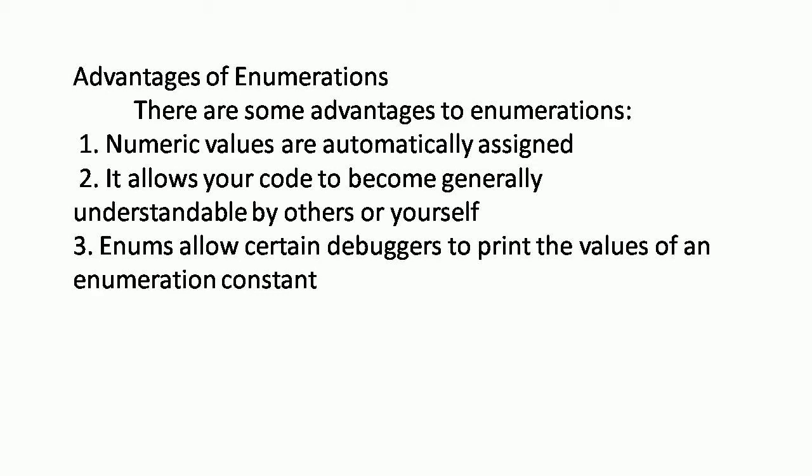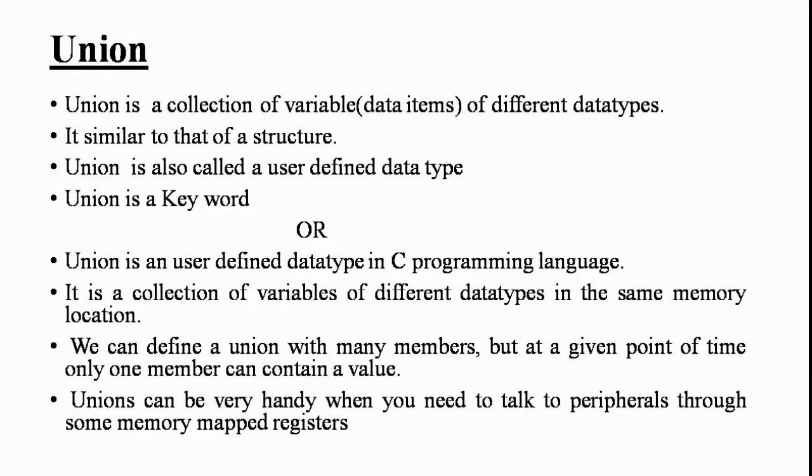Already you discussed the structure in the previous class. Structure and union are similar. What is a union? Union is a collection of variable data items of different data types. It is similar to that of a structure. Union is also called a user-defined data type. Union is a keyword.